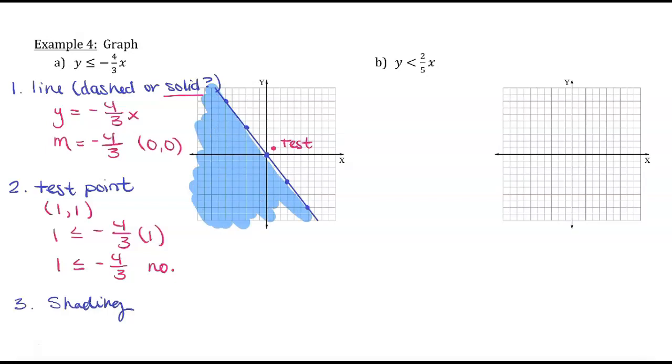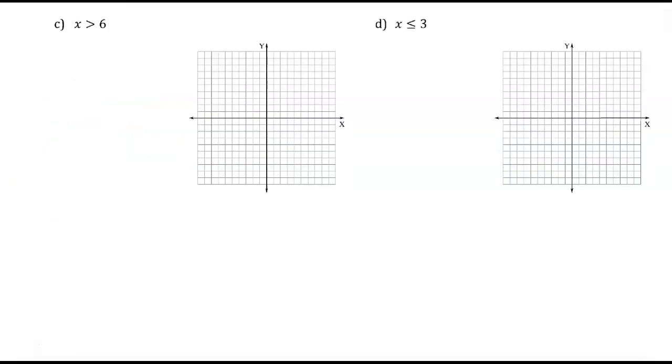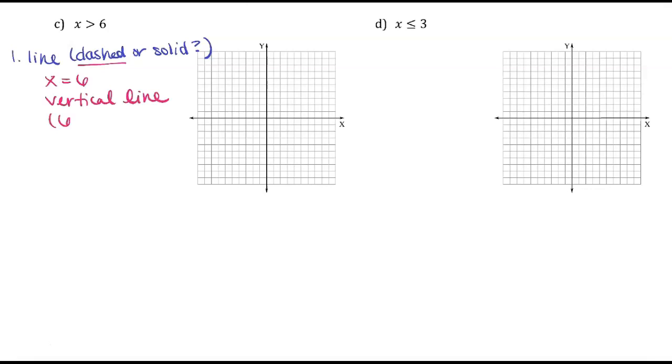Let's look at part C. Part C is a special type of inequality. Notice that there's no y involved. This is similar to when we had x equals 6 and we got a vertical line. The first question we need to ask ourselves is, should it be dashed or solid? With a strict inequality, we know that we need to draw a dashed line because points on the line will not be part of the solution set. Let's consider our line. X equals 6 is a vertical line with an x-intercept of 6, 0. That's enough to be able to sketch the line.